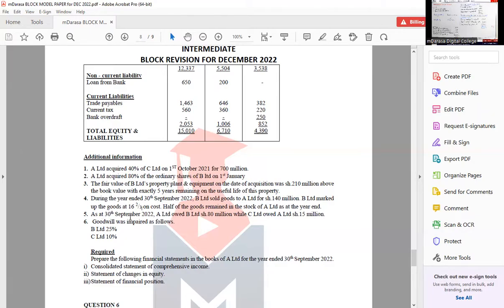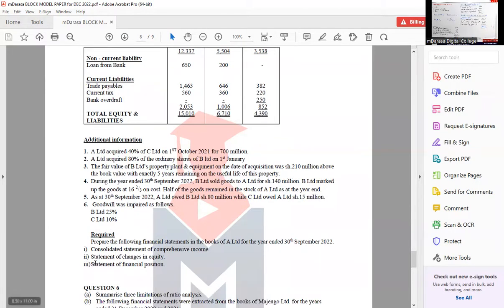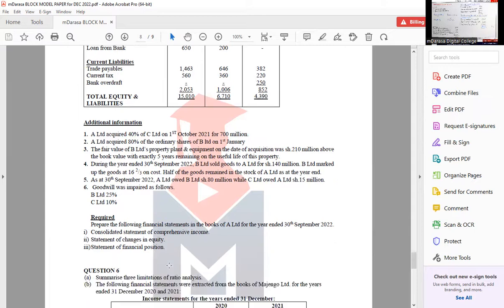Note 5, as of 30 September 2022, A Limited owed B Limited 80 million, while C Limited owed 15 million. So you're looking at intercompany balances, which have to be eliminated in our books. Note 6, goodwill was impaired as follows: B Limited 25%, C Limited 10%. The required: prepare the following financial statements in the books of A Limited for the year ended 30 September 2022: consolidated statement of comprehensive income, statement of changes in equity, and statement of financial position. So that's the question that you're having, my good students.